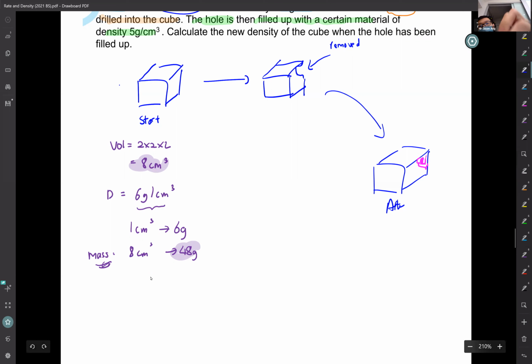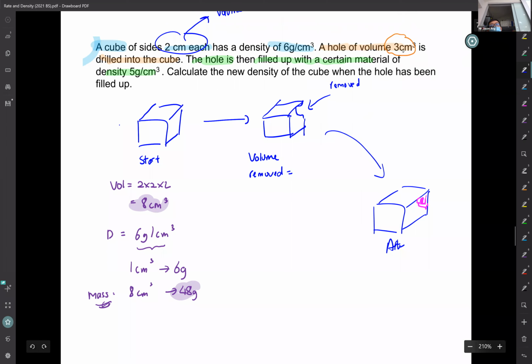There was some things removed, right? What is the volume removed? You know how much is removed? It's 3 cm cube. Understand? 3 cm cube removed. So what is your new... Or let's ask another question. If 3 cm cube is removed, what is the mass that is removed? How much mass did we remove? 1 cm cube is 6 gram.